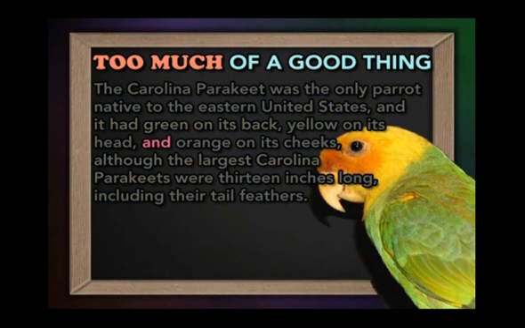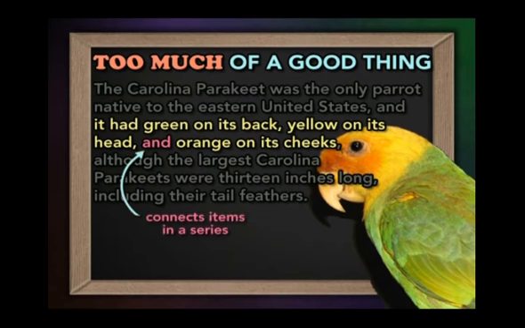Don't be confused by the and by orange. It had green on its back, yellow on its head, and orange on its cheeks. That you need because that is part of the items in a series. I have 3 items in that series. Green on its back, yellow on its head, orange on its cheeks. To connect those 3 items, I have to use the word and. So that's functioning differently than the ands I'm using to connect my stringy sentences.